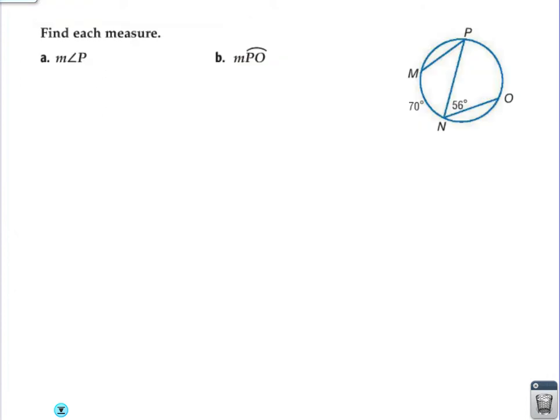Hey, look, it's a Z. Anytime I see Z's now, I'm thinking parallel lines, but this is not a parallel line problem. Find the measure of each. Find the measure of angle P.